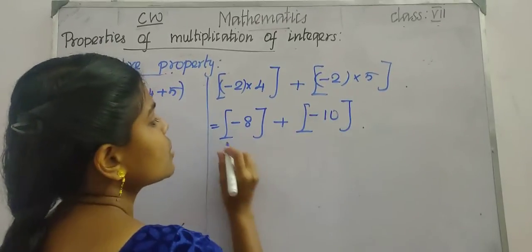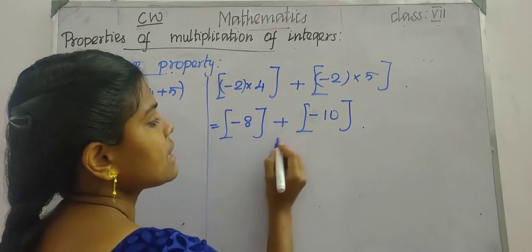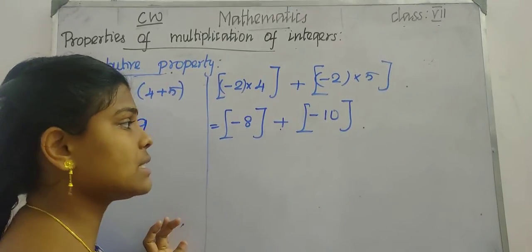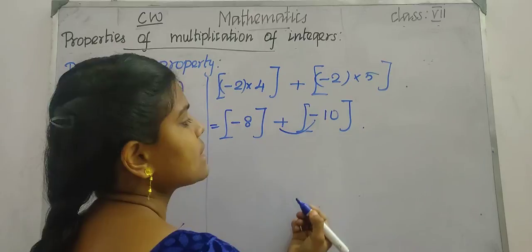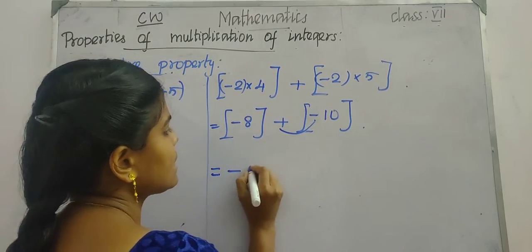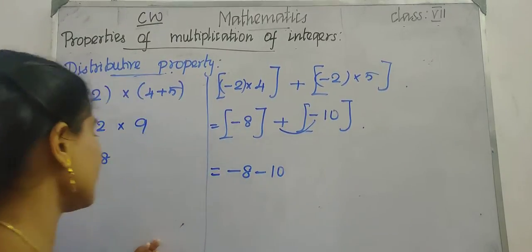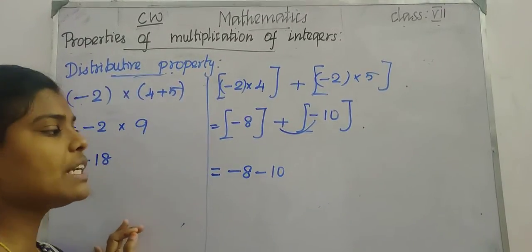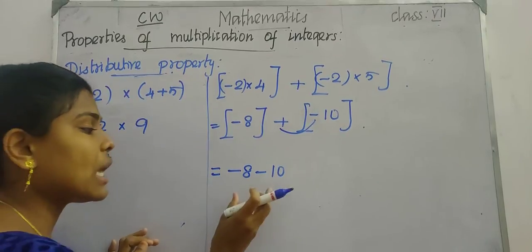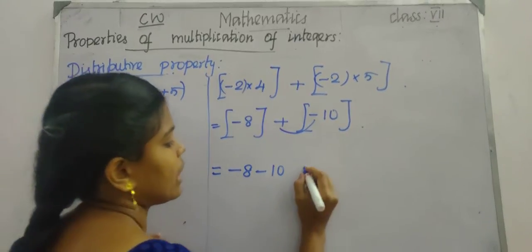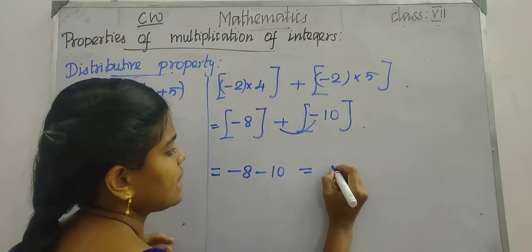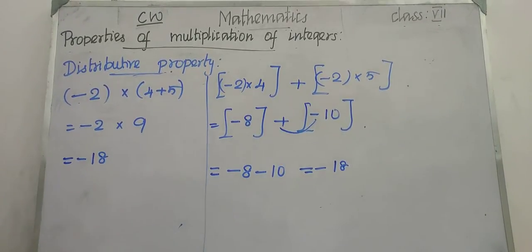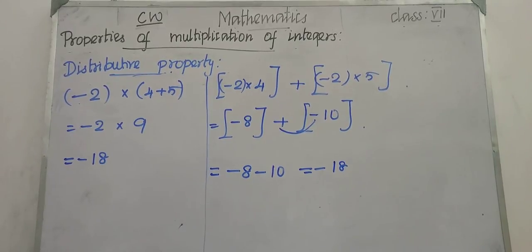Children, so minus 8 plus minus 10. Here we are having plus and here we are having minus. So let us multiply this minus into plus minus. So minus 8 minus 10, what will you get? We are having same sign, so what we need to do? We can add and put the same sign. 8 plus 10, 18. So minus and minus, so minus 18. Children, is it clear? Very easy, right?